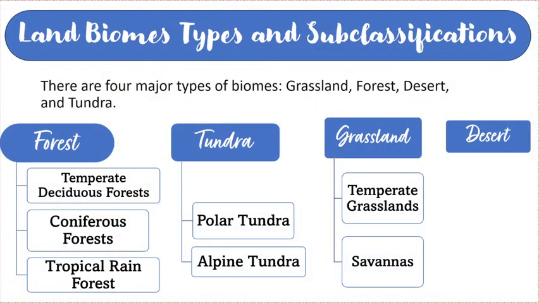Land biome types and subclassifications. There are four major types of biomes: forest, tundra, grassland, and desert. Each one of them has a subclassification or class, except for desert. The forest has three classes: temperate deciduous forests, coniferous forests, and tropical rainforest. In tundra, there are two: polar tundra and alpine tundra. In grassland, also there are two: temperate grasslands and savannas. The first one we're going to talk about is forest, temperate deciduous forest.